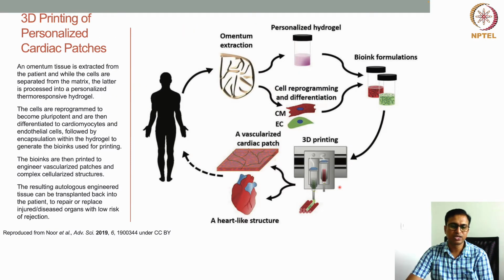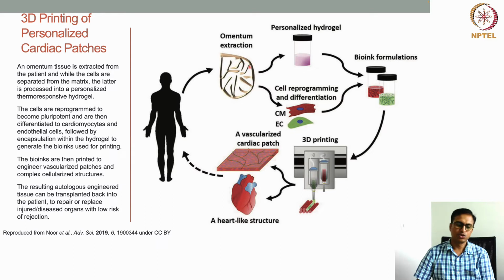another important work published by Noor et al. in Advanced Science journal, where they have shown a schematic of generating a personalized cardiac patch with a biomimetic approach. It is personalized, so it can be from the patient. And omentum tissue: the omentum is present in our peritoneal cavity, where there are other organs. It is the lining of those organs. This omentum is a highly vascularized fat tissue.